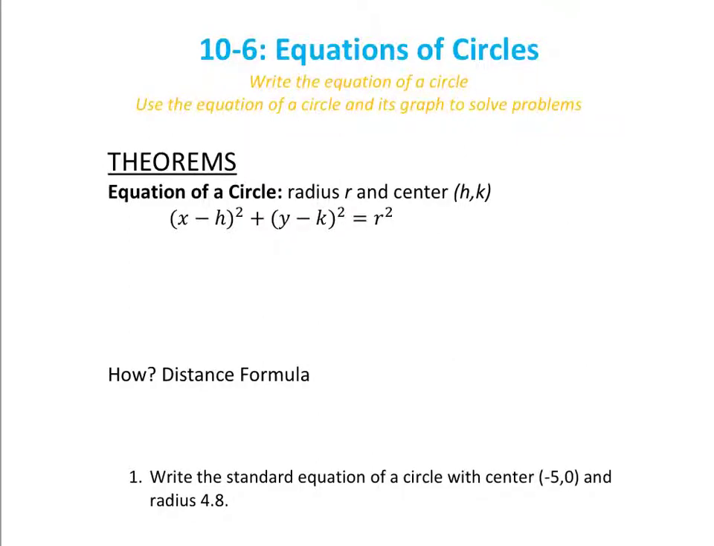Alright guys, the very last section of chapter 10 that we're going to mess with here has to do with equations of circles and how to use the equation of a circle to plot a circle in the coordinate plane. So this is your equation: (x - h)² + (y - k)² = r², where r is the radius, and h and k are the x and y values of the center of the circle.